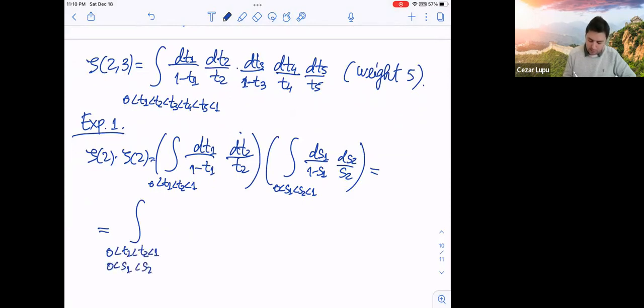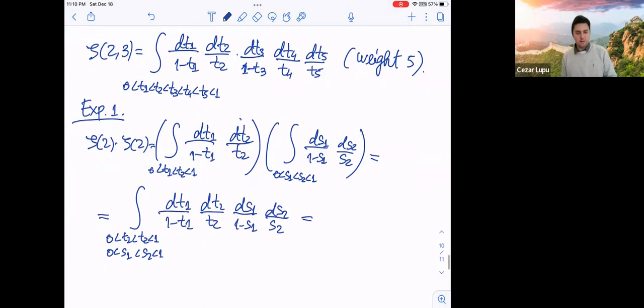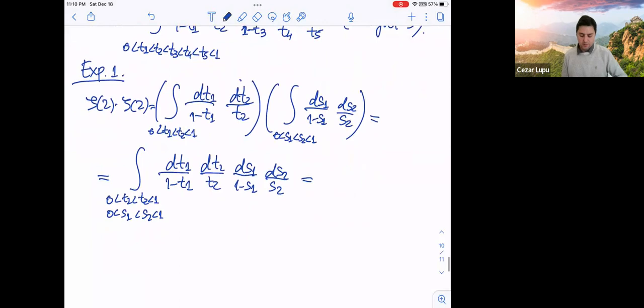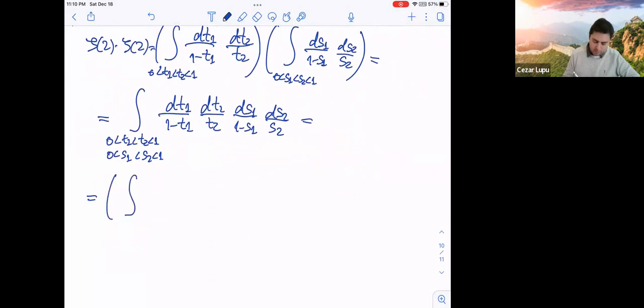t1 less than t2 and s1 less than s2, right? Over dt1 over 1 minus t1, dt2 over t2, ds1 over 1 minus s1, ds2 over s2. All right, so we're going to shuffle all these, t1 and t2, s1 and s2. Once we do this, let's write them explicitly so that we can see it. The first one is t1 less than t2, s1 less than s2. How many of them are there? Six choose two, right? So there should be six of them.